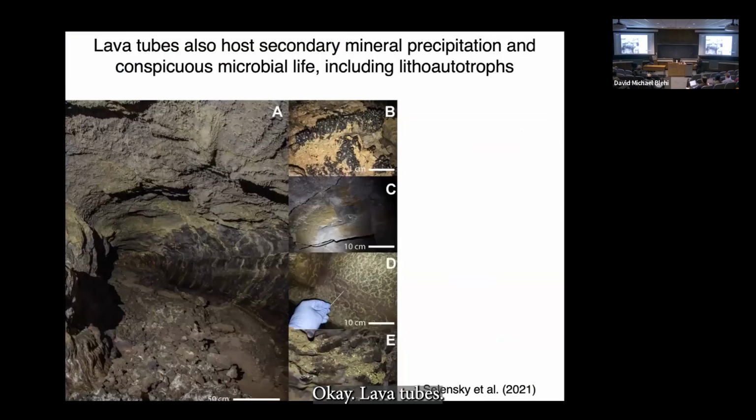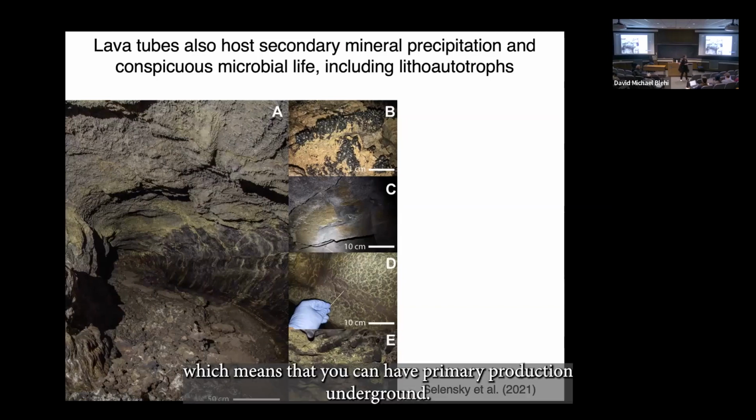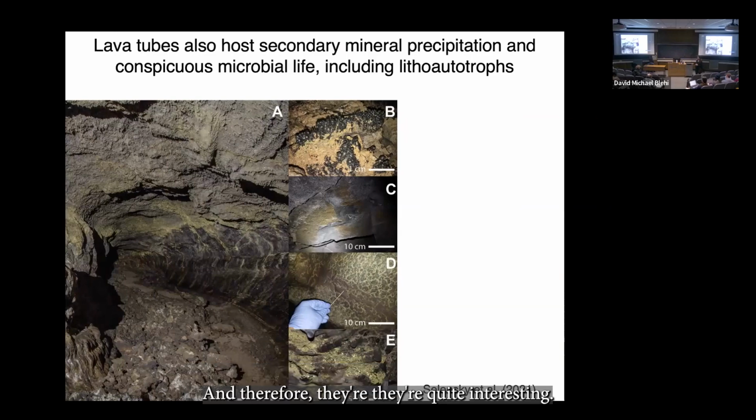Okay, lava tubes. What about life in lava tubes? Well, there is life there. And there is also secondary mineral precipitation. And there are lithoautotrophs, which means that you can have primary production underground. And therefore they're quite interesting.